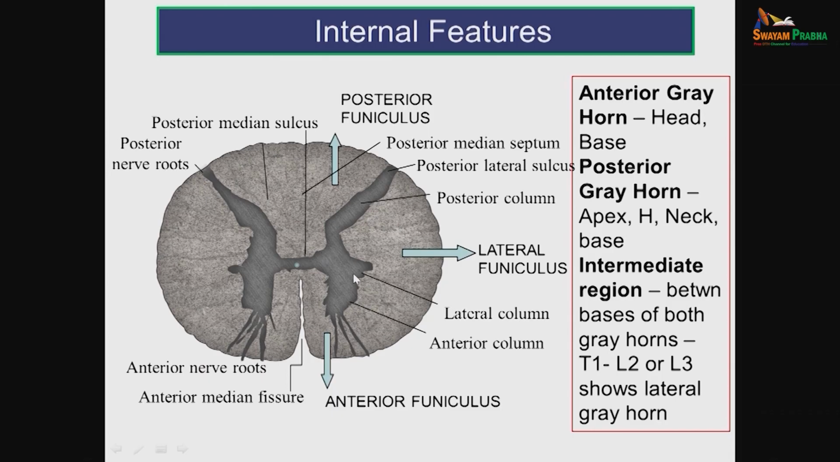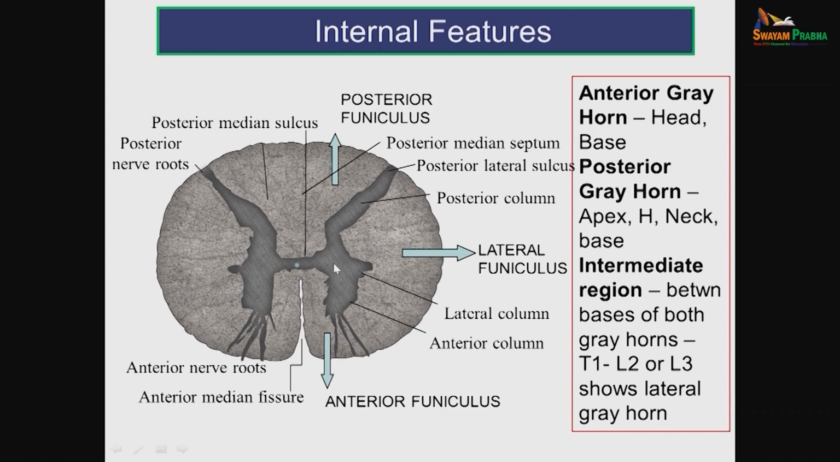And between both bases will be the intermediate region. This is the intermediate region which I am pointing out. The arrow mark shows the intermediate region. I repeat, the ventral grey horn has a head and a base. The posterior or dorsal grey horn has an apex, head, neck and a base. Between the bases of the grey horns will be the intermediate region.